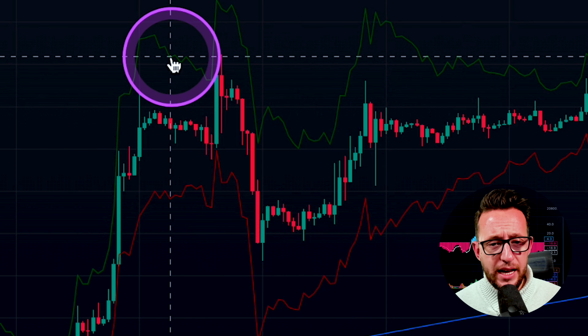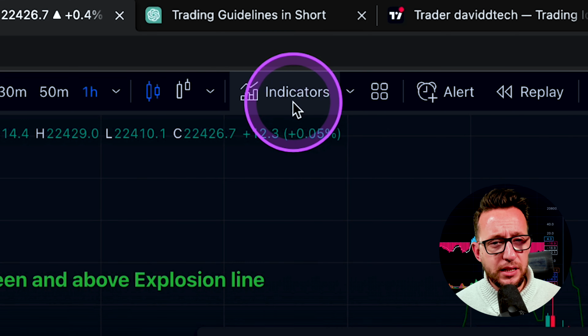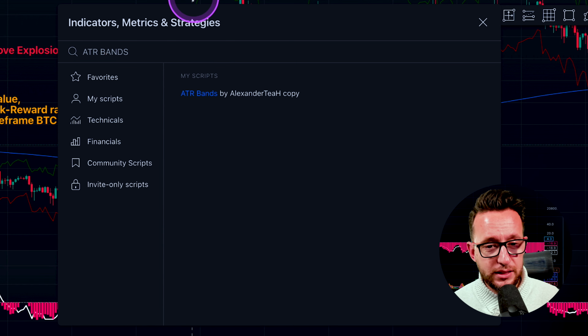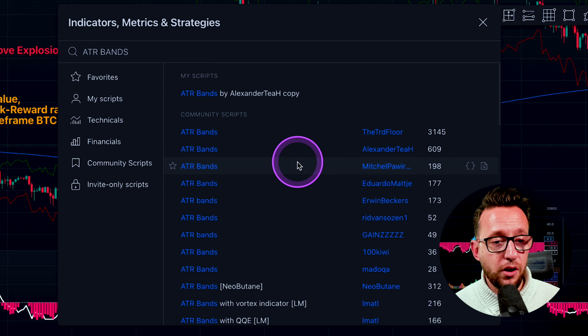And then we have the ATR bands. Now if I go back to indicators up here and type ATR bands, these are going to be used just for setting our stop loss and take profits.